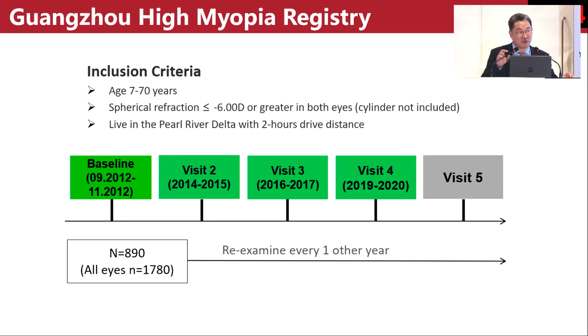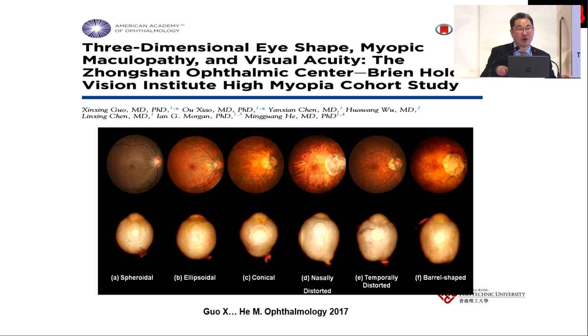So I start from our high myopia registry study. This is a 10-year study. We initiated it in 2012, and now we have already finished the final 10-year visit. We enrolled patients aged 7 to 70 years, with sphere of minus 6 diopters or greater. One of the experiments we work on with this cohort is we invite these high myopia participants to receive an MRI scan.